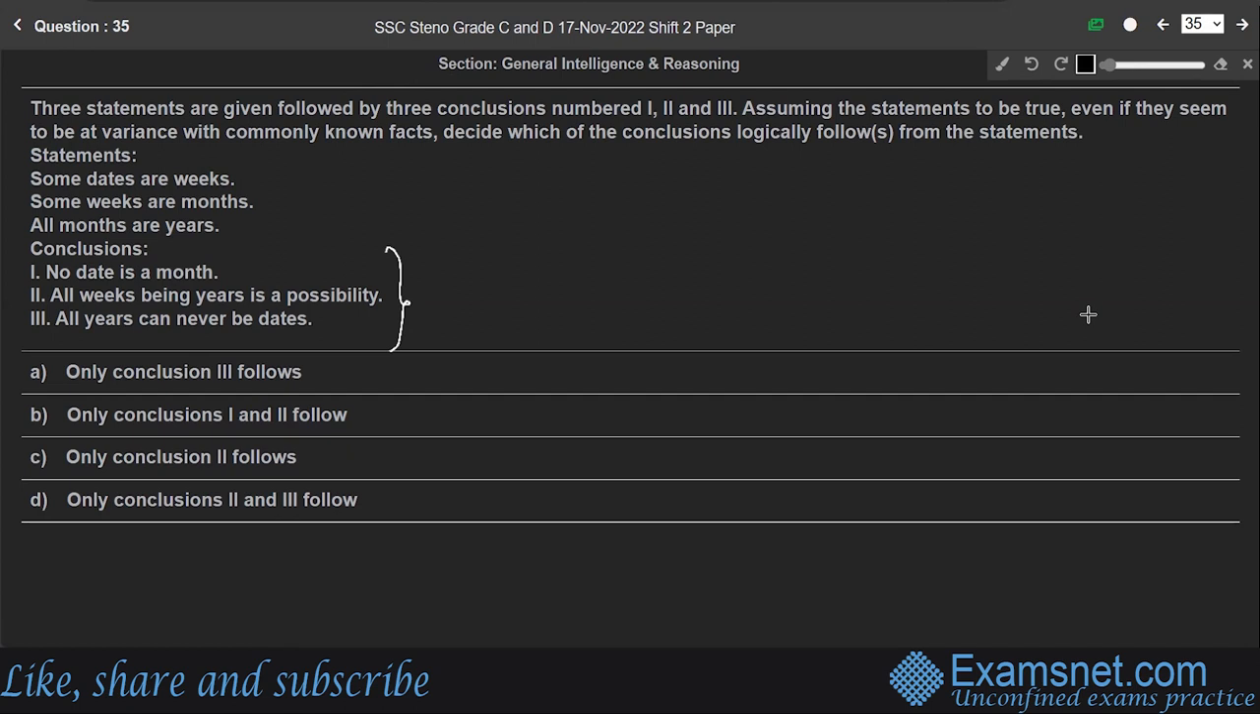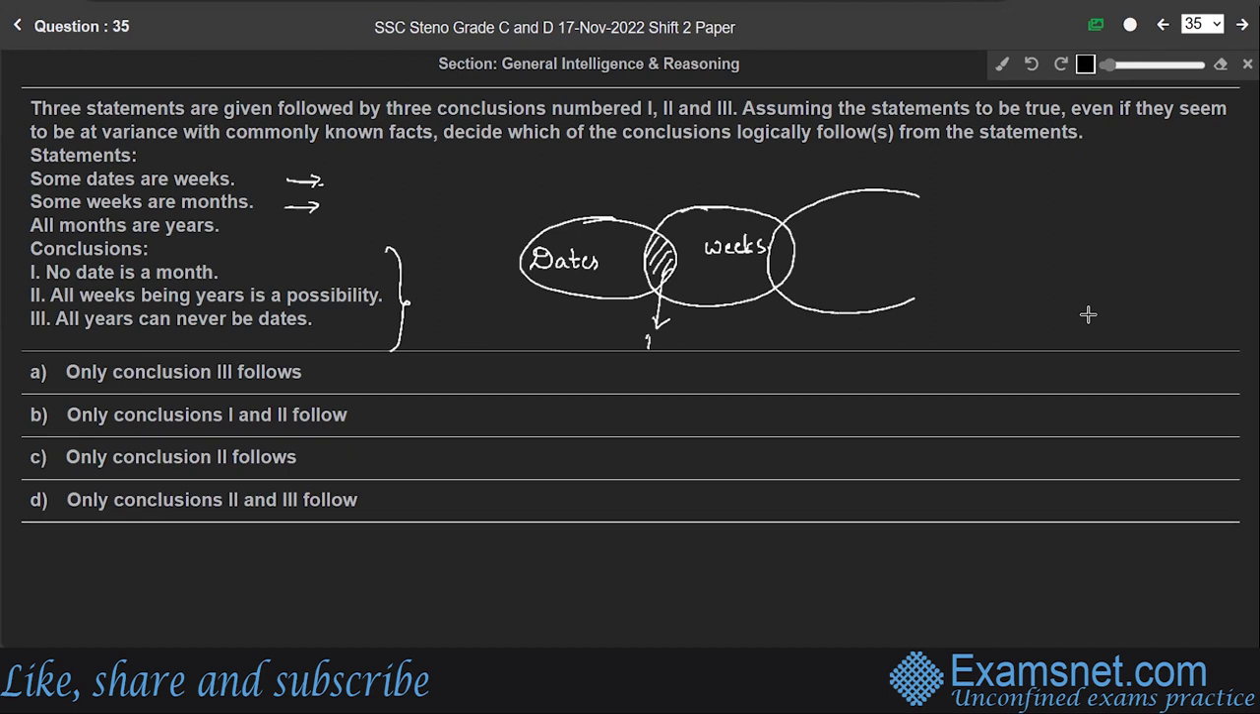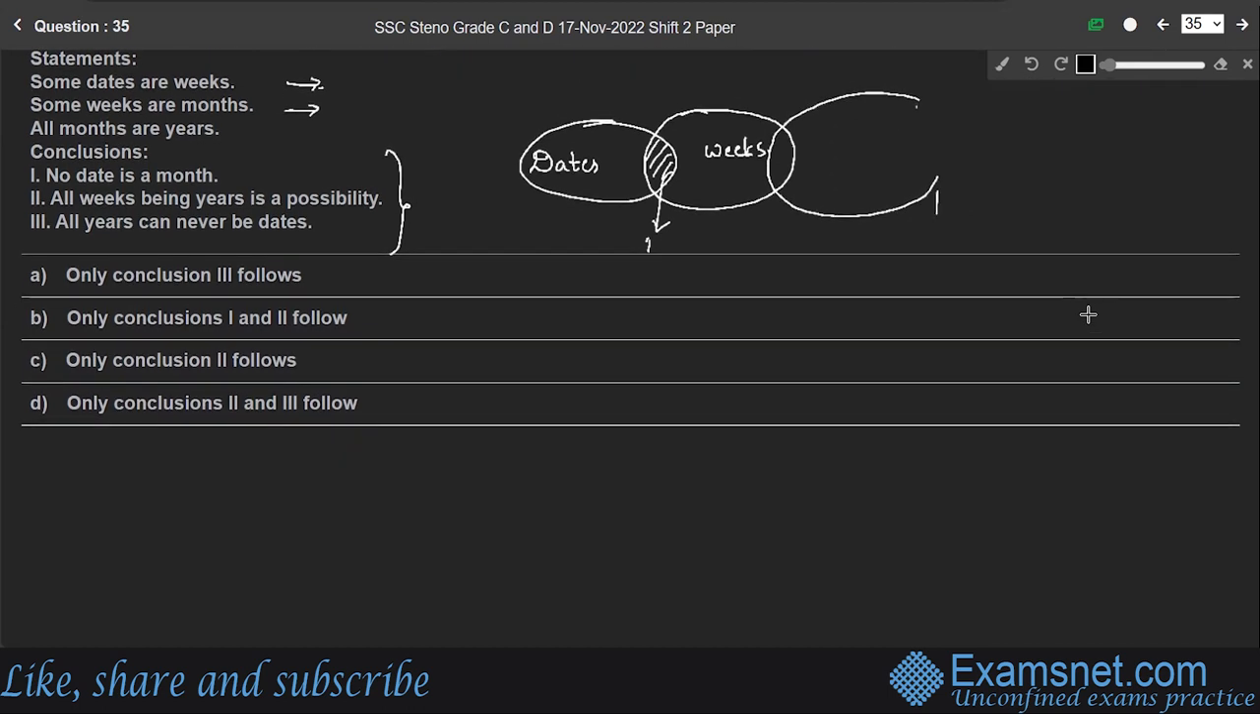So, first one, some dates are weeks. So we'll consider the set of dates, in which some portion, this portion indicates statement one. That is, some dates are weeks. We'll consider the set of weeks like this. And the second one, some weeks are months. So, some portion of the set of weeks.